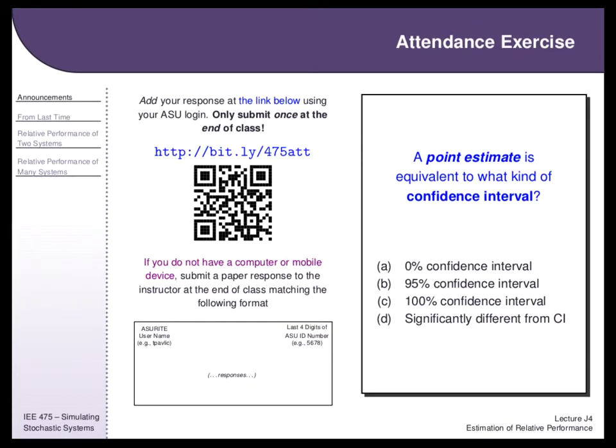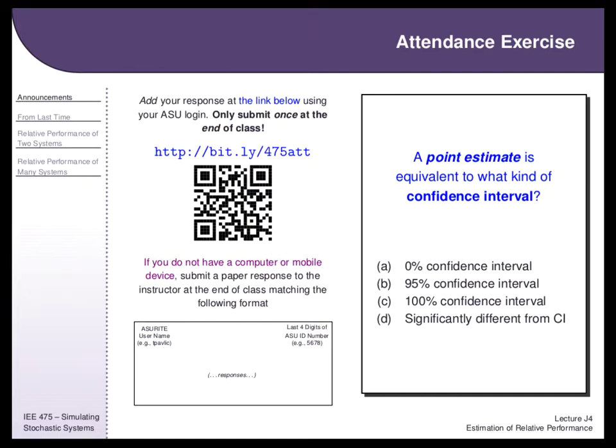All right, so let's start with a little attendance exercise. You can chat with your neighbors about this, but take 30 seconds to think about this. If I give you a point estimate, you could say that point estimate is equivalent to a confidence interval. You have to pick the right confidence level. So what is that point estimate?